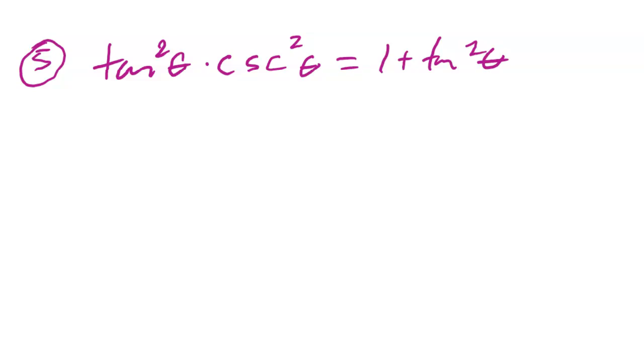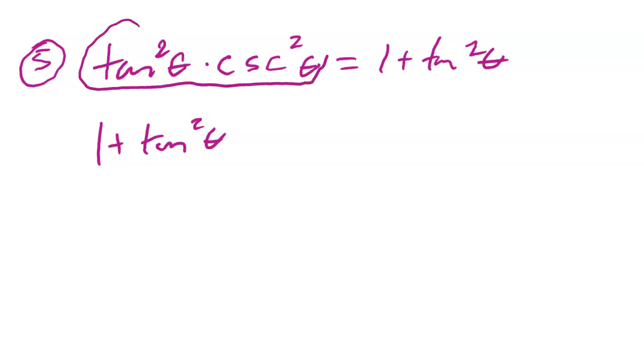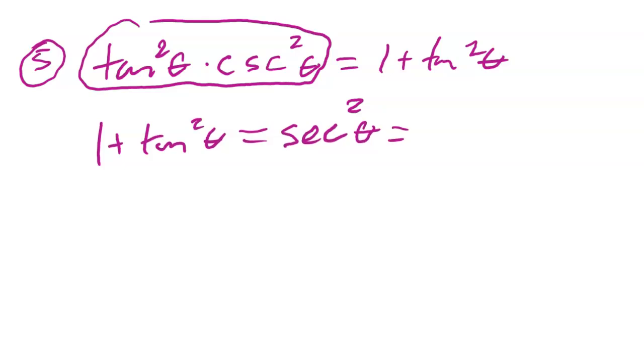All right, 1 plus tangent squared theta. I want to get to here, and I have a tangent. Oh, I know it. 1 plus tangent squared theta is secant squared theta. Okay, I'm going to continue. Secant squared theta is 1 over cosine squared theta.